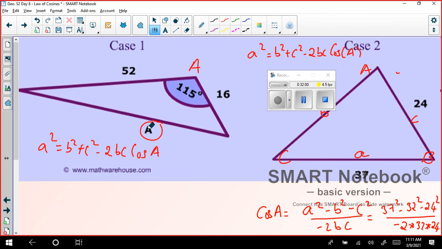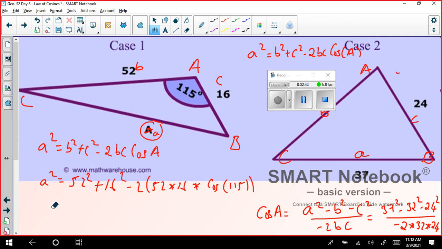So just substitute. In place of A, they have this small a, they have this capital A. Okay, let me call this small a itself so as to not confuse you. So a square equals, these are like your B and C, capital B and capital C. B square is 52 square plus C square is 16 square minus 2 times of BC. B is 52, C is 16 times cos A, you can put inside parenthesis, it doesn't matter, cos of 115.